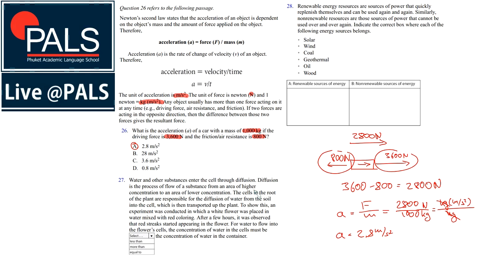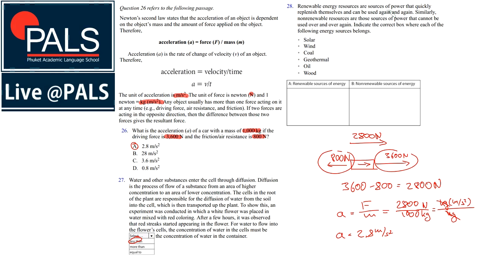For water to flow into the flower cells, the concentration of water in the cells must be lower or less than the concentration of water in the container. Diffusion is defined as flow of substance from higher concentration to lower concentration.